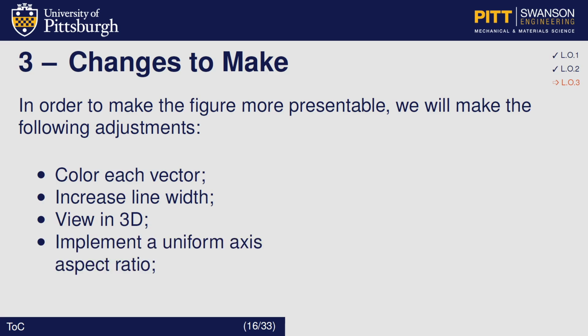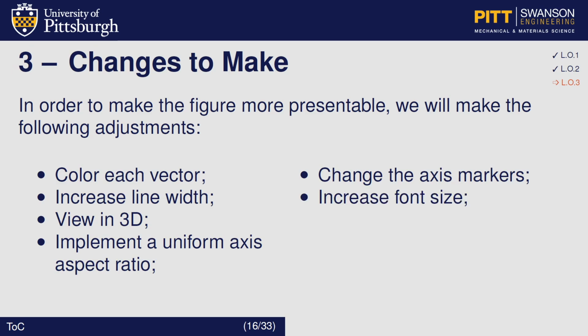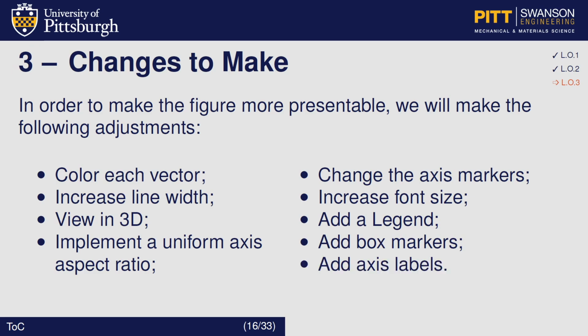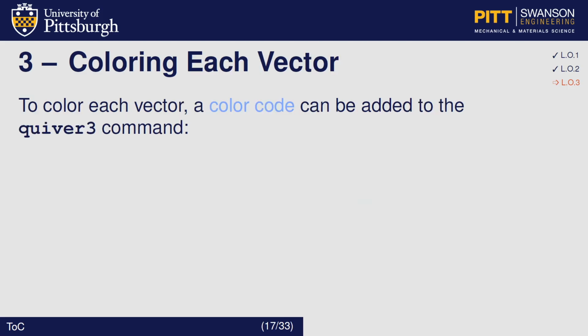We'll implement a uniform aspect ratio for each axis, change the axis markers, increase the font size to make it more readable, add a legend to label the vectors, and we'll add box and grid lines, and finally we'll add some axis labels. MATLAB allows color codes to be added to the quiver3 command. This hyperlink on the page directs to the MathWorks documentation on the various options.